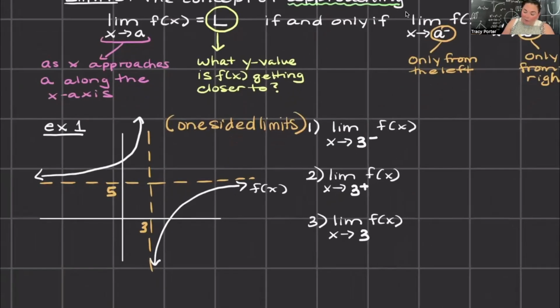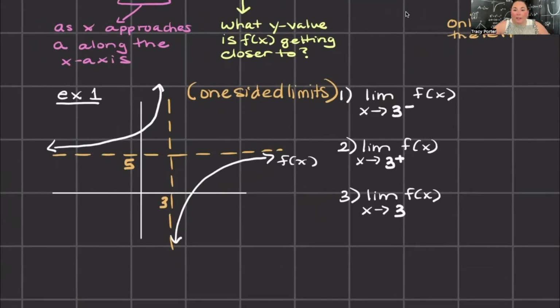If we look at the first example, this is just a one-sided limit. Here are three quick little problems, and they refer to this graph. In our first example, number one, what is the limit as x approaches 3 from the left of f of x?